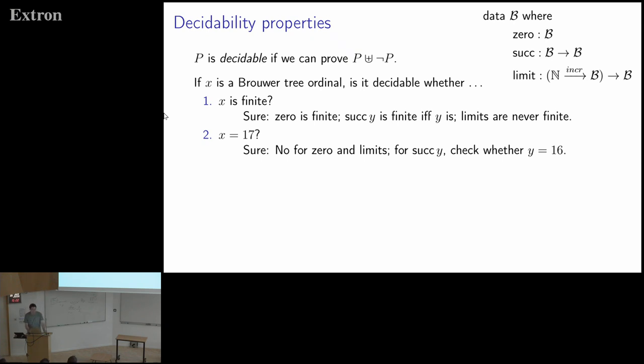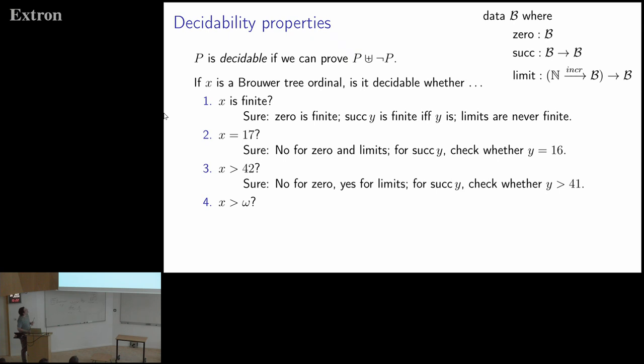So 0 is certainly not equal to 17, and limits are also not equal to 17 because we said they are infinite. And if we have a successor, we just check whether this y is equal to 16. Okay, x larger 32. Now I think it probably becomes boring, but yeah, okay, this is also decidable. And now, is it decidable whether x is larger than omega?